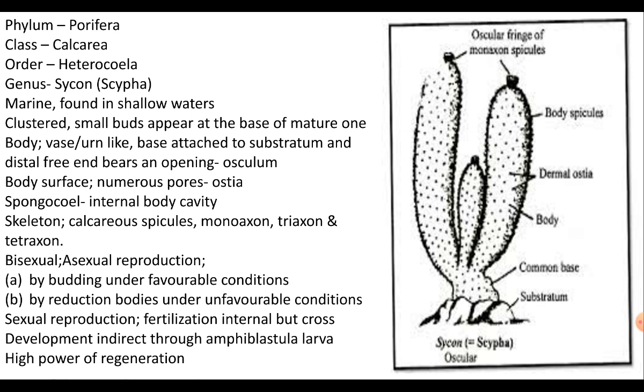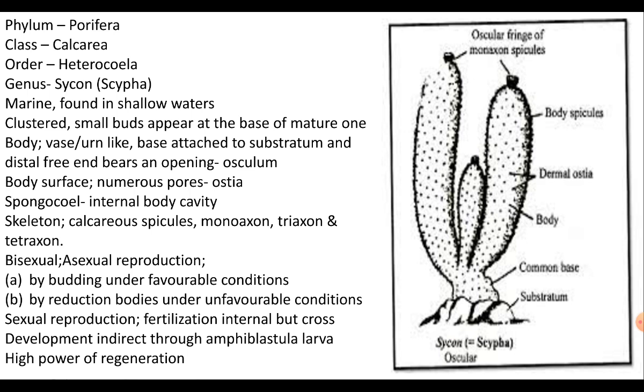Scypha, formerly called Sycon. The systematic position of Sycon is: phylum Porifera, class Calcarea, order Heterocoela and genus Sycon. Now it is called Scypha. Scypha exhibits the first stage of body wall folding and is therefore called a syconoid sponge type.